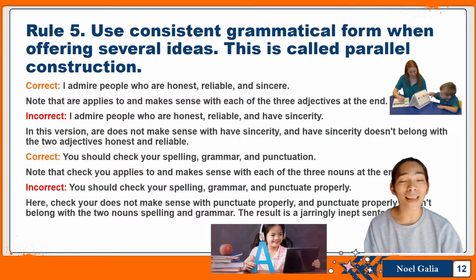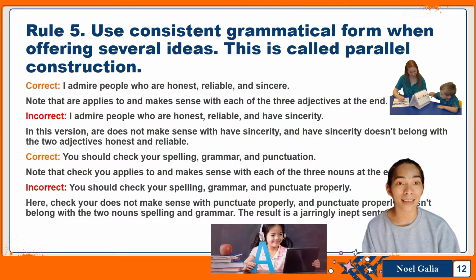Instead, write it this way. The correct sentence should be: I admire people who are honest, reliable, and sincere. Note that are applies to and makes sense with each of the three adjectives at the end.